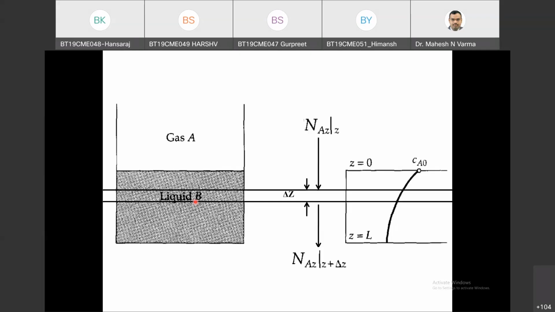No, the reaction is very, very slow. Mass transfer is fast. The reaction is very, very slow. So it will be constant throughout. And what will be that constant value? It will be equal to CA0. Everywhere the concentration will be CA0, because mass transfer is fast and kinetics is slow.